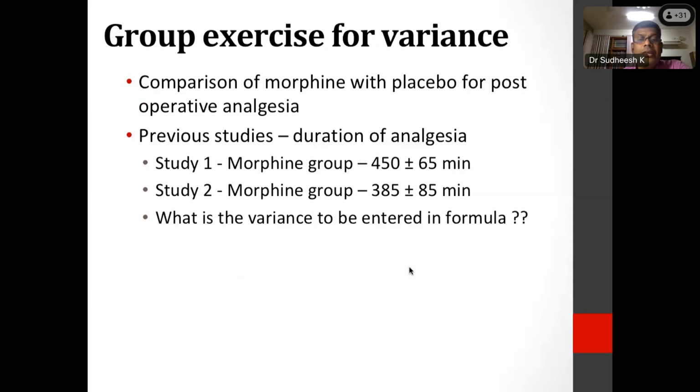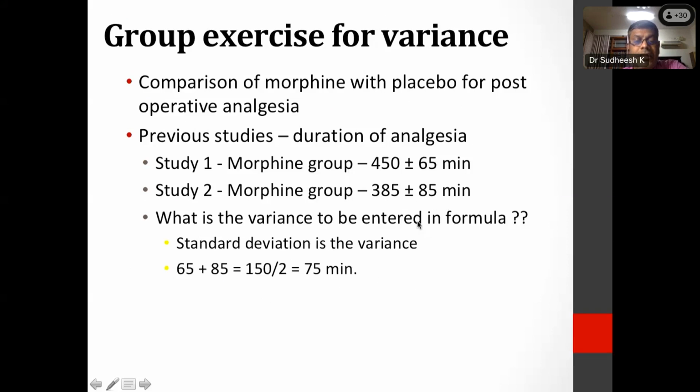Likewise, here is another example. You are trying to compare morphine versus placebo for post-op analgesia. In the previous studies, the duration of analgesia with morphine in one group was 450 plus or minus 65, and in the other group it was 385 plus or minus 85. So what is the variance to be entered in the formula? You just take the average of 65 plus 85, divided by 2. So you will get 75 minutes. This is the value you are going to enter in the formula in the place of variance.